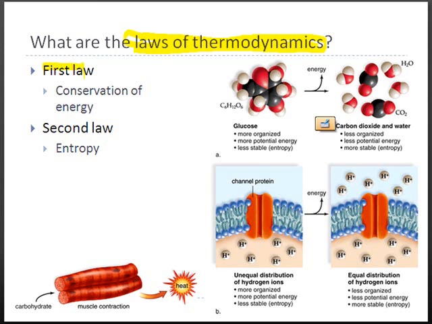The first law of thermodynamics is called the conservation of energy law. And basically what this says is that energy cannot be created and it cannot be destroyed. The only thing that we can do with energy is change it from one form to another.